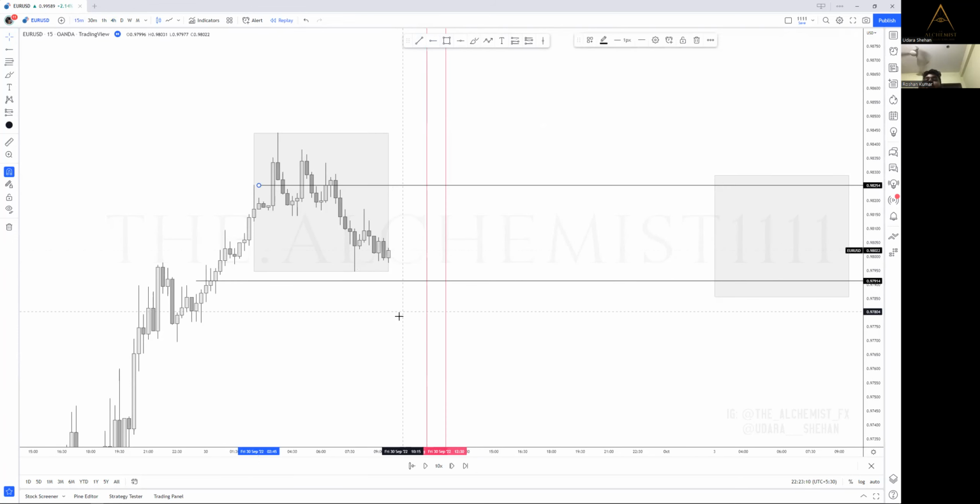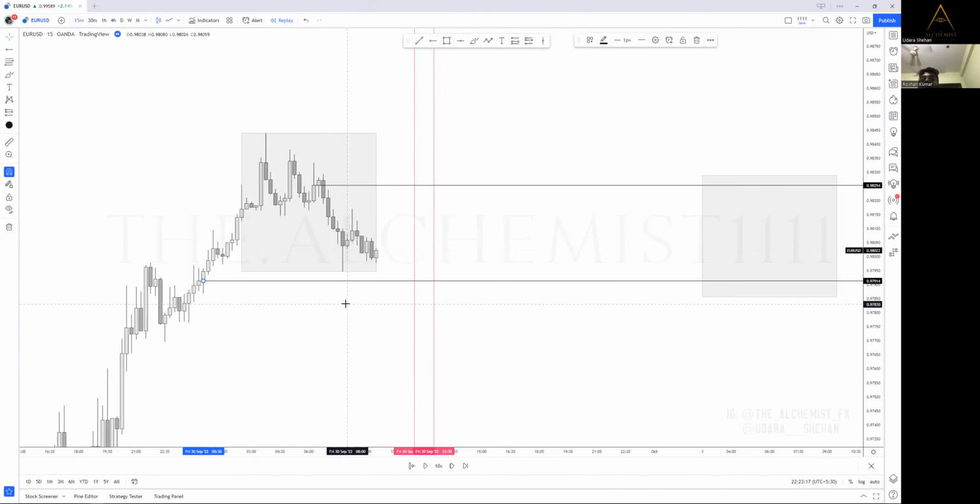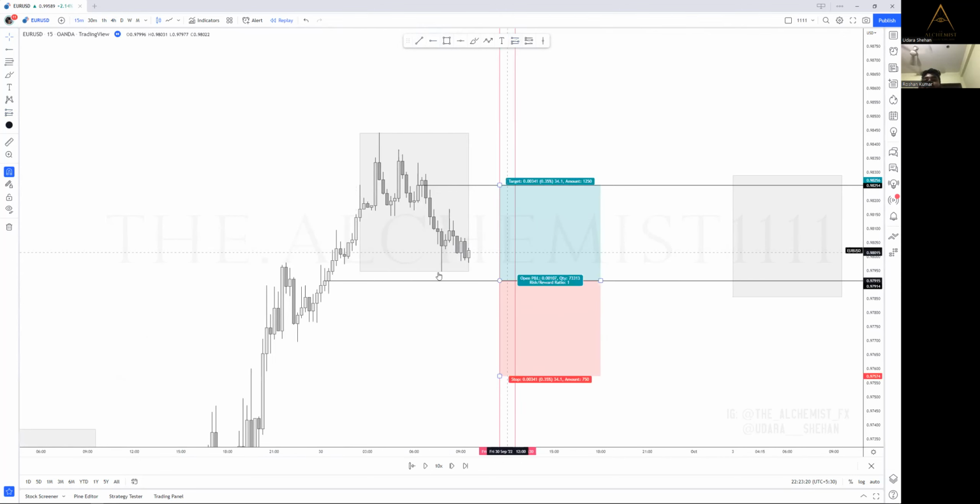Now I did not take the sell. I only took the buy because for me, the buy made more sense. Bought it here. Because you see that, right? Asian low is not a strong low. Can you see that? Stop loss was below the rejection block. Okay, so let me show you what happened.